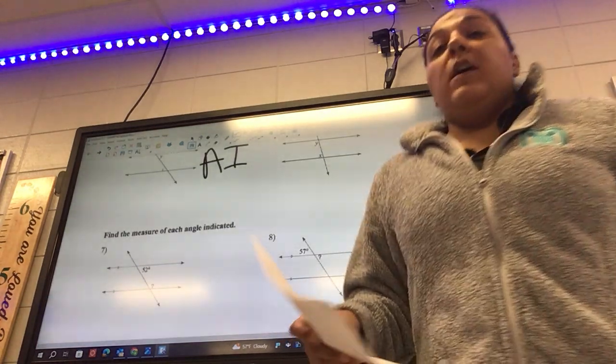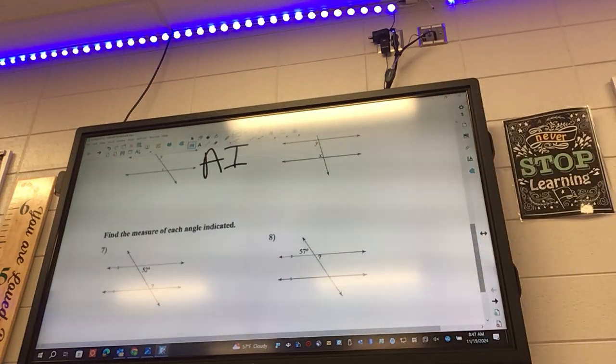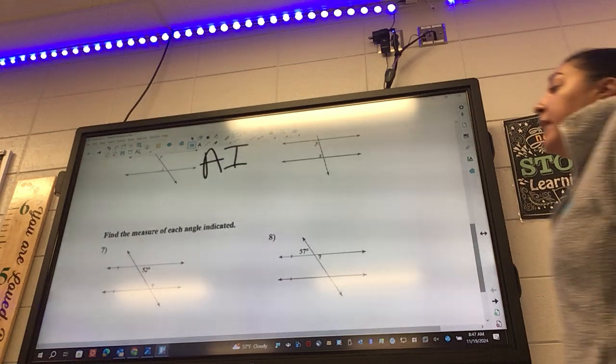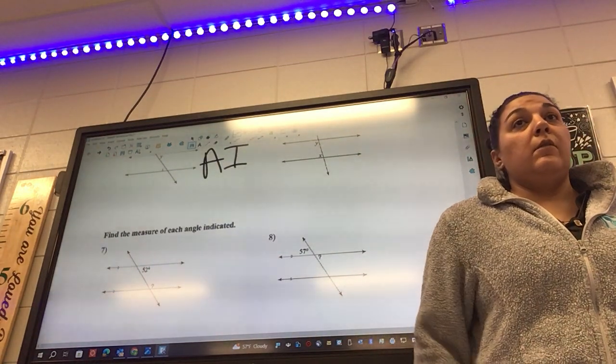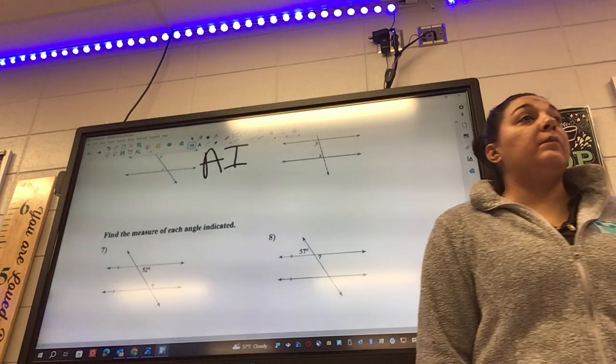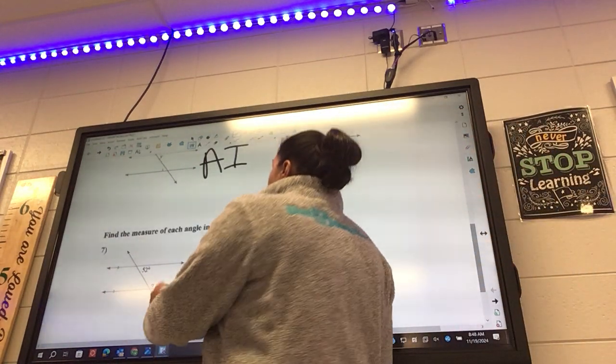Okay, 7, what kind of angles are those? Same side. So is that equal or minus 180? Minus 180. So you're going to say 180 minus 52. 180 minus 52. 128. 128?